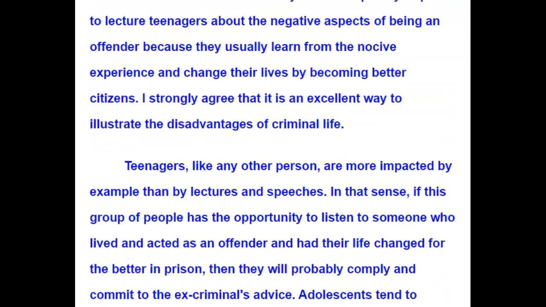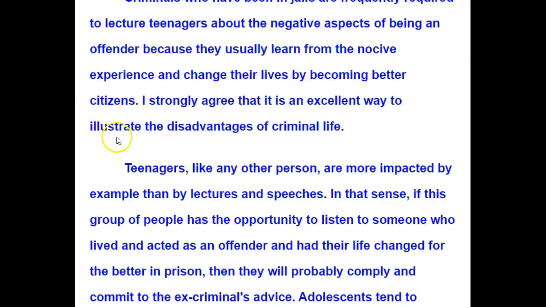Now, the other thing I wanted to talk to you about is that the question is not if it's an excellent way to illustrate the disadvantages or not. The question is whether they are the best people for this role. Are they the best people to talk to youngsters about crime? The word best hides within it a kind of comparison. So, best compared to whom? Is there somebody who might also be a good person to talk to youngsters about crime? And if so, why are criminals better?